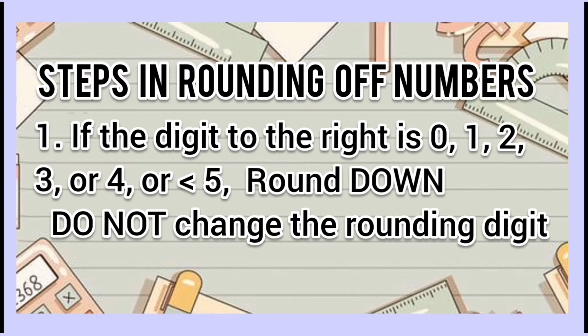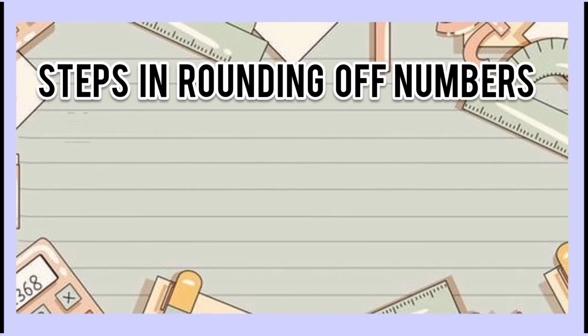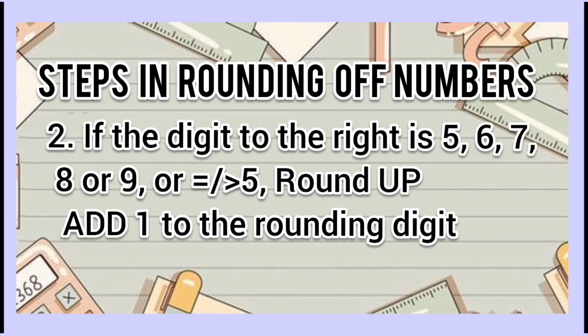Number 1. If the digit to the right is 0, 1, 2, 3, or 4, or less than 5, round down. That means that we will not change the rounding digit. And the last rule is, if the digit to the right is 5, 6, 7, 8, or 9, or equal to 5 and greater than 5, your rounding digit rounds up by one number.